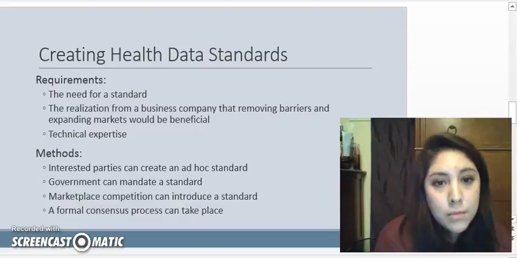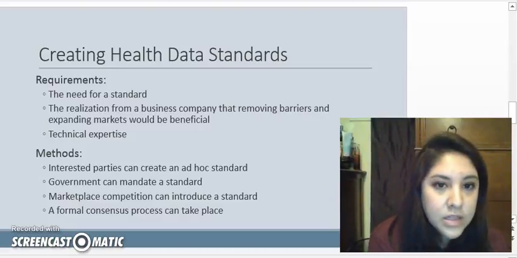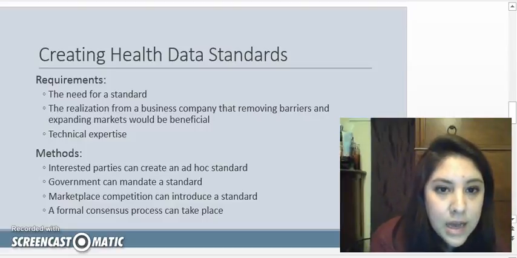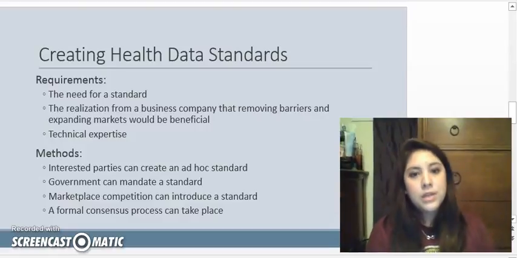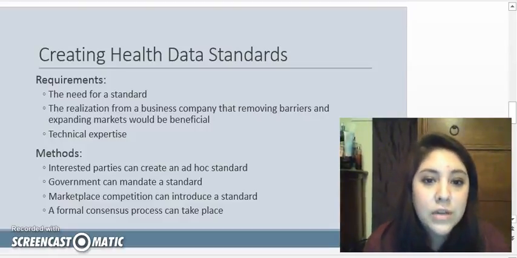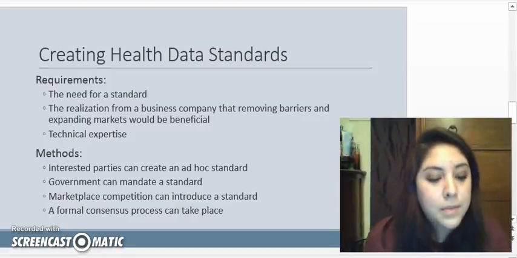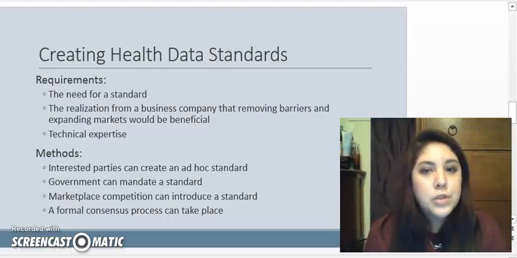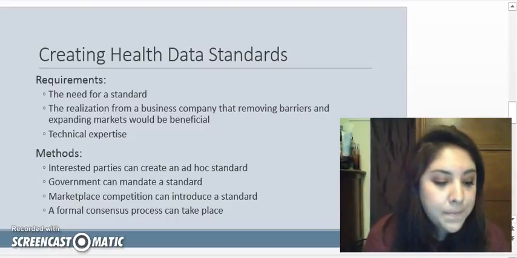So there are requirements as well as multiple methods used with data standards. The requirements are the need for realization from a business company that removing barriers and expanding markets would be beneficial, as well as tech expertise. So a group of companies comes together to create an ad hoc standard. This would be done maybe in a situation where your supervising managers decide on a certain percentage. The government can also mandate a standard.